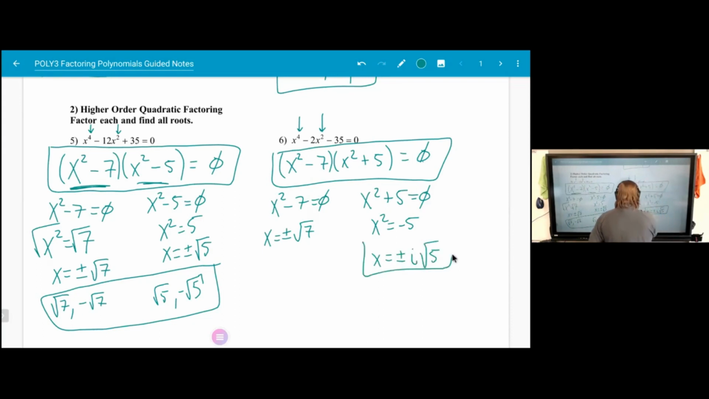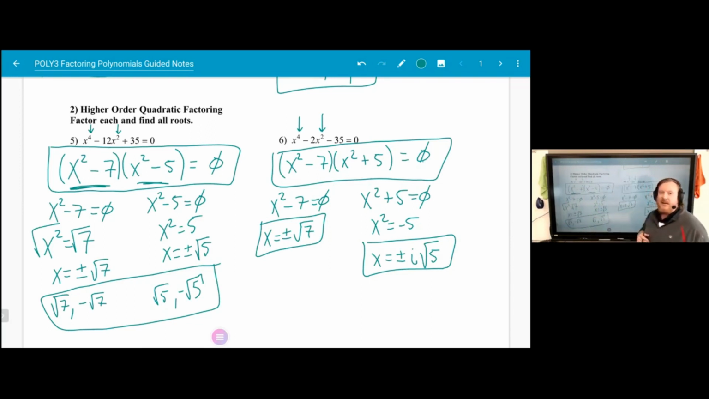In other words, if I was to graph this, if you put this left side into Desmos, the x to the 4th minus 2x squared minus 35, if you put that into Desmos without the equals 0 part, you're going to see that it touches the x-axis in 2 spots. Positive and negative square root of 7. And then we've got these 2 imaginary ones where it will not touch. This 4th order polynomial will only touch the x-axis twice. But we found all the roots. We've factored and found the roots.